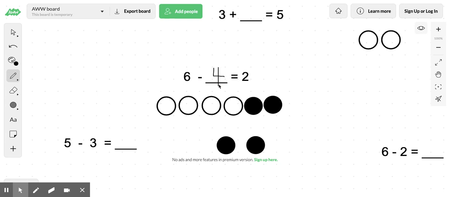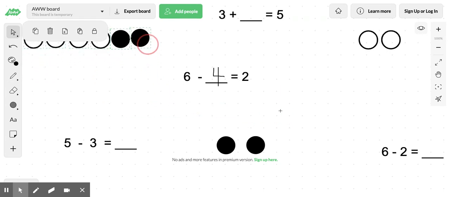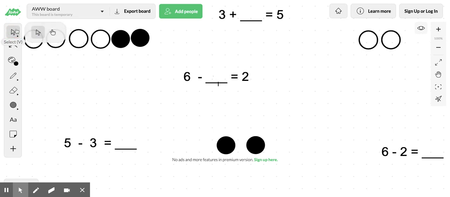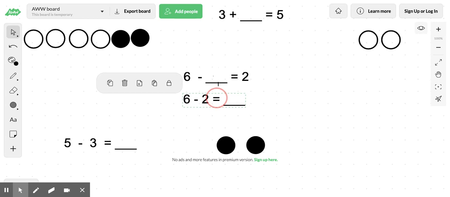But you can always do it a different way as well if you don't want to draw out the circles. So let's move the circles to the side, and let's erase the 4. All right. We can turn this question around and make it easier to answer. So instead of 6 take away blank equals 2, we can keep the 6, the total number, here. We can move the 2 over here and make it 6 subtract 2, and that will give us our answer.